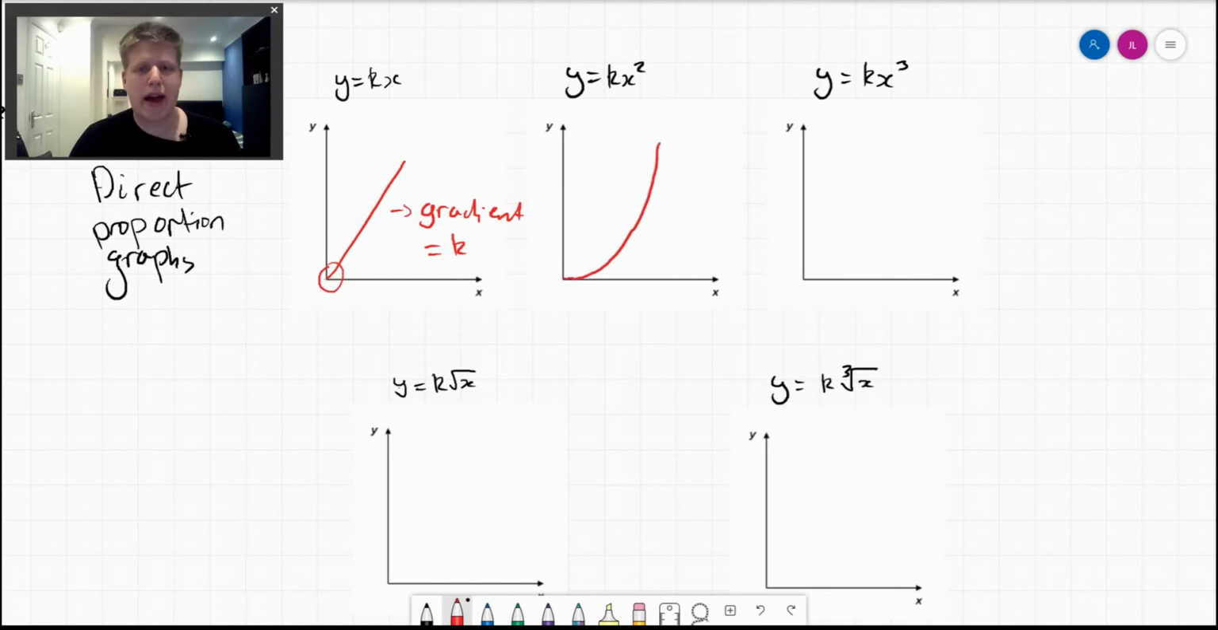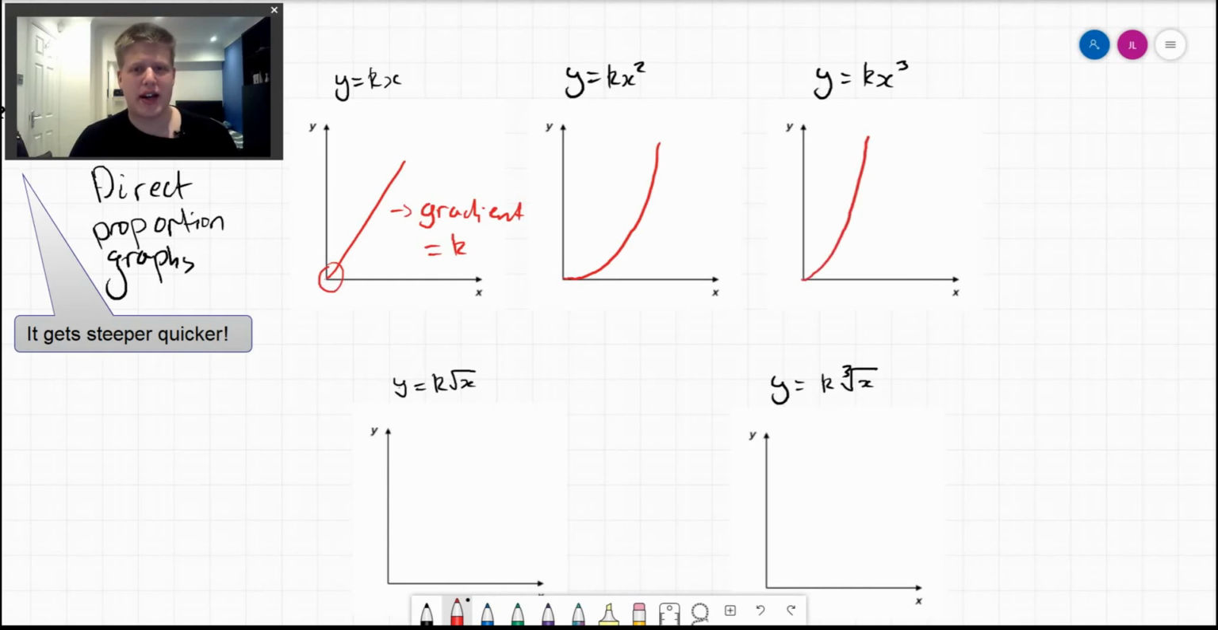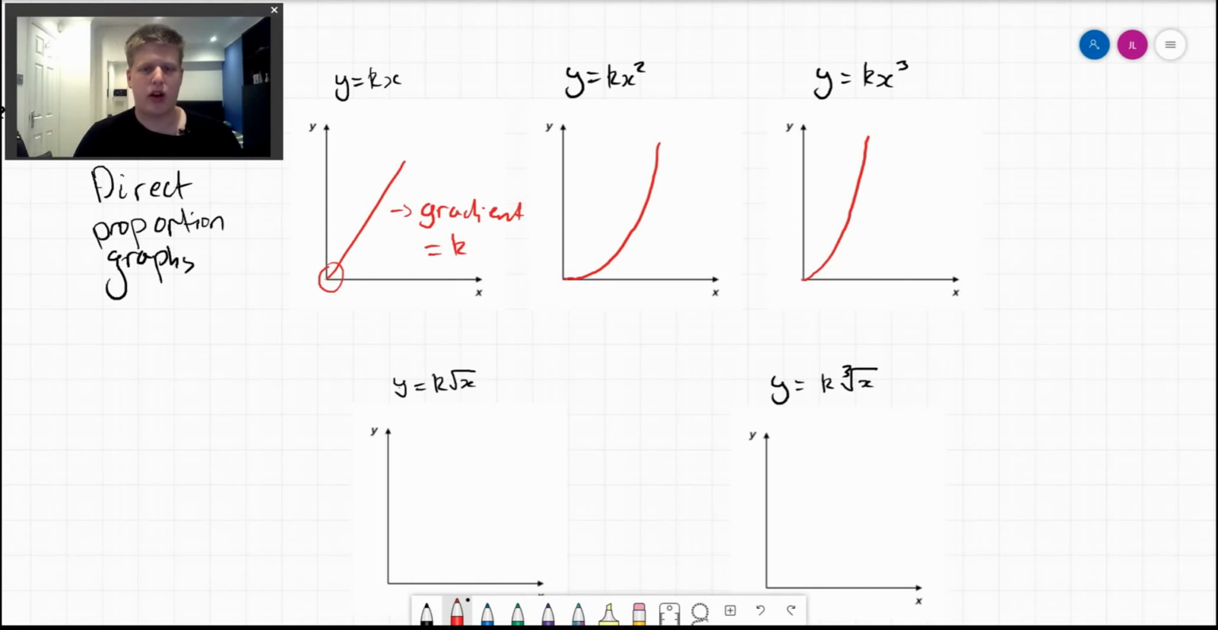Y equals kx cubed is very similar to kx squared, except that it's going to go even steeper a lot quicker. Y equals k times the square root of x actually goes the opposite way. As you can see here, this curve gets steeper and steeper, but the curve y equals k root x just gets shallower and shallower, like that. And finally, y equals k times the cube root of x gets shallower faster, like this.